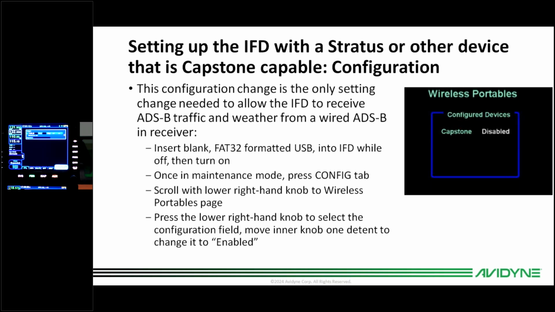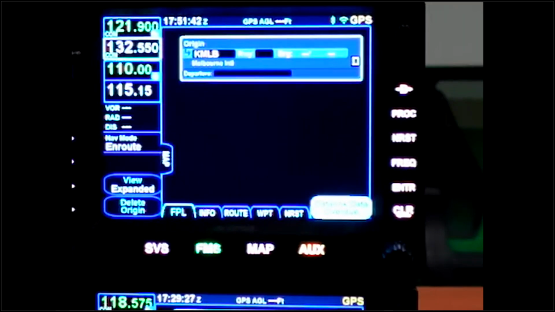So let's get into setting up the IFD to communicate with a Stratus or another device that is Capstone capable. We do have to go into maintenance mode to allow the IFD to receive these labels through the Wi-Fi protocol. So excuse me, I'm going to go ahead and do that here. All right, so let me stop this here for a second.